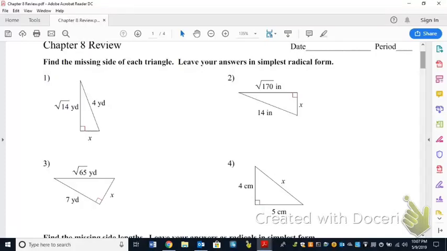Alrighty, here we go. It's the review for Chapter 8. Now, we have had 3 days in class to do this, so hopefully all of your questions have previously been answered. But if not, I'm going to do a couple of examples from each section. It's a pretty brief chapter.